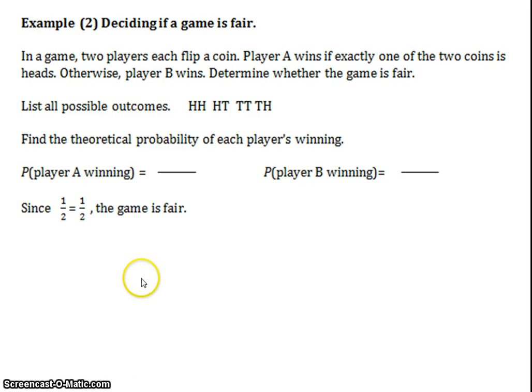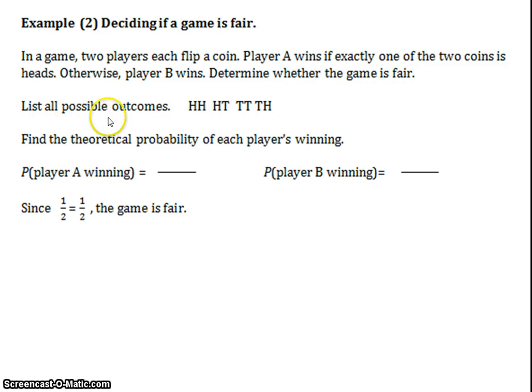In example 2, we're going to decide if a game is fair. In a game, 2 players flip a coin. Player A wins if exactly one of the 2 coins is heads. Otherwise, player B wins. We're going to determine whether this game is fair or not.